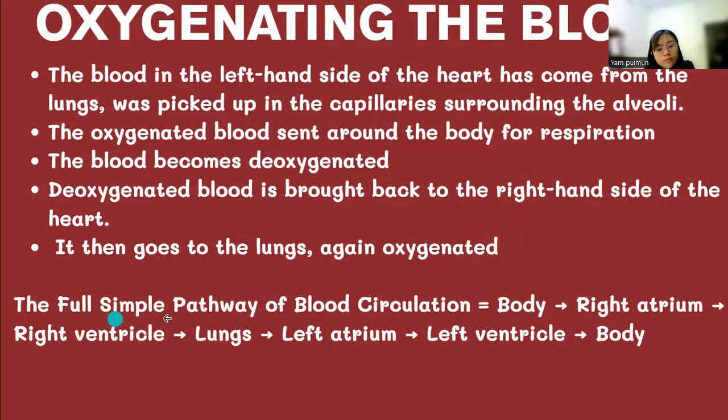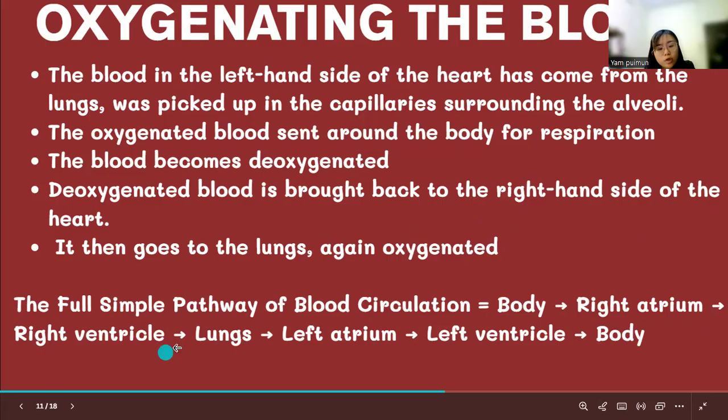So the full simple pathway of the blood circulation is body, and then right atrium of the heart, right ventricle of the heart, and then it goes to the lung. And then left atrium, left ventricle, and then it will go to the other parts of our body.